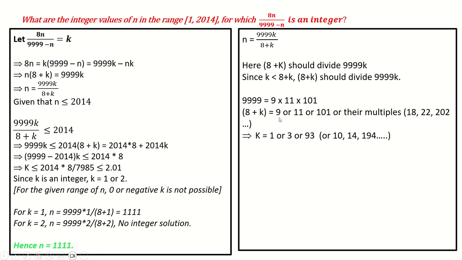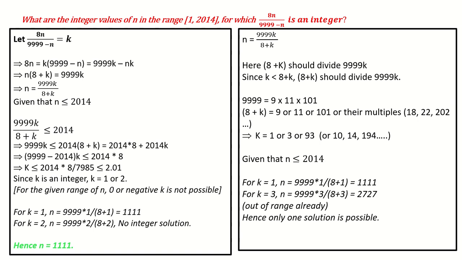8 plus k equal to 9 or 11 or 101 or their multiples like 18, 22, 202, and it goes on. So k will be, you just simply take 8 to the other side and subtract, you will get 1 or 3 or 93 or 10 or 14, 194, and so on. So many values you will get. Now you simply check with values of k, given that n is less than or equal to 2014.